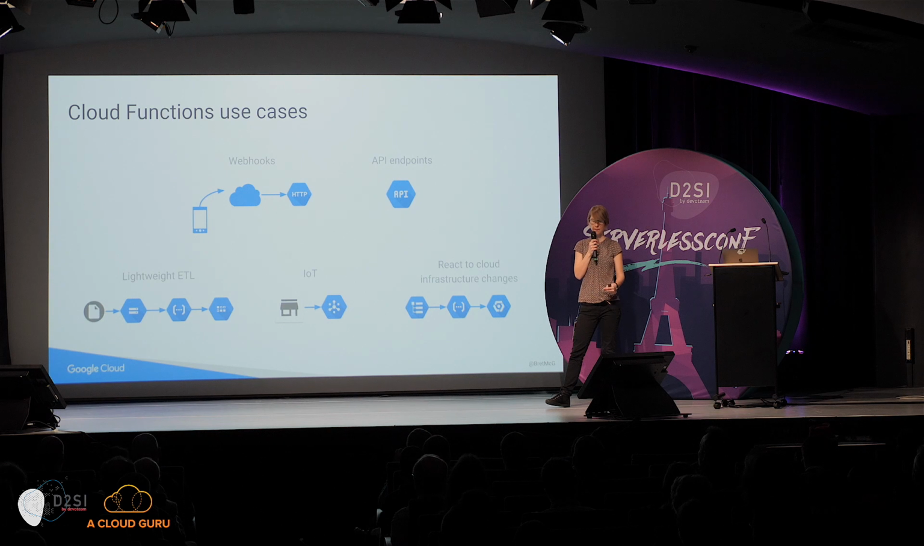Data processing pipelines, like the one that I mentioned, where a function is waiting for some data and then launches a Dataflow job. Internet of Things, so obviously all the devices around us generate a lot of events, so we can hook a function to them. Finally, we can react to some changes in the cloud platform. For example, whenever a VM is created, we can send notifications.